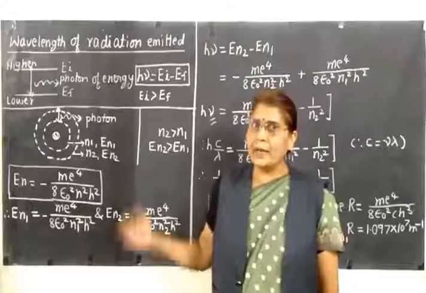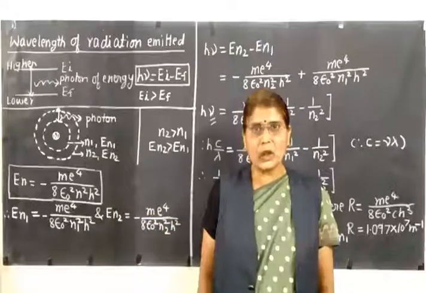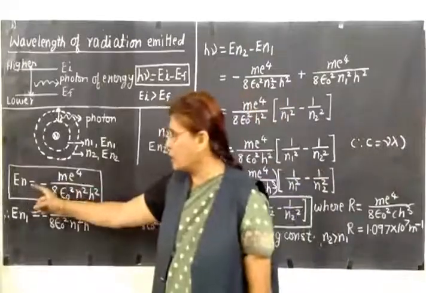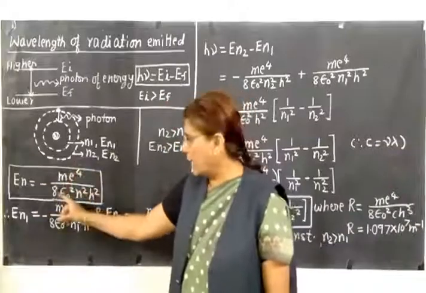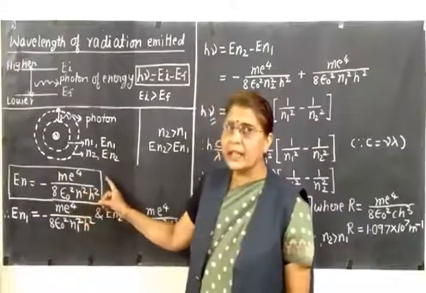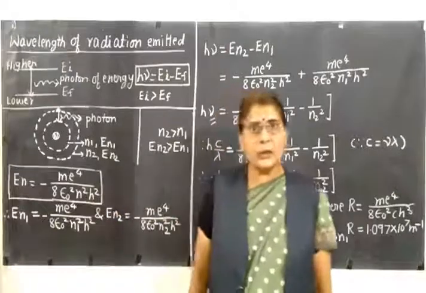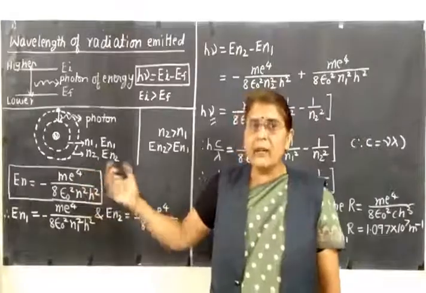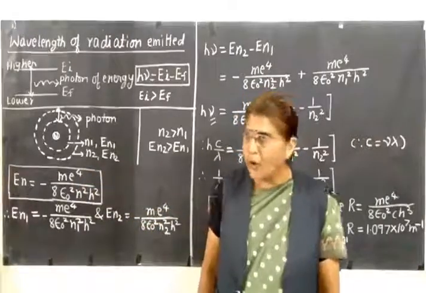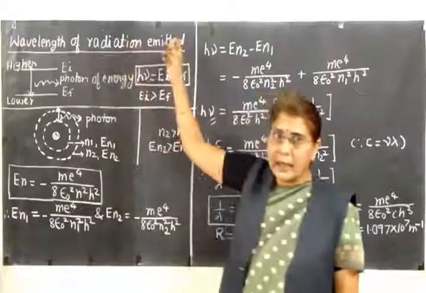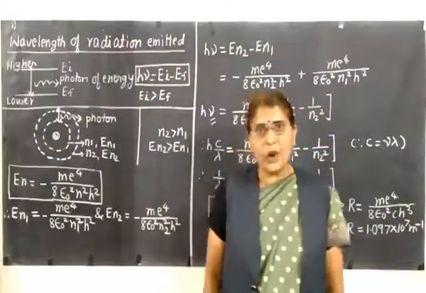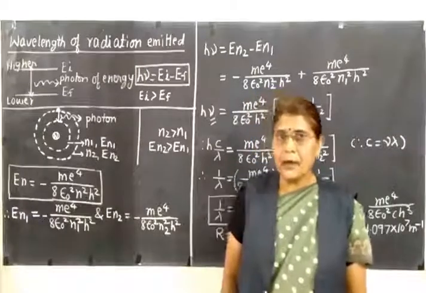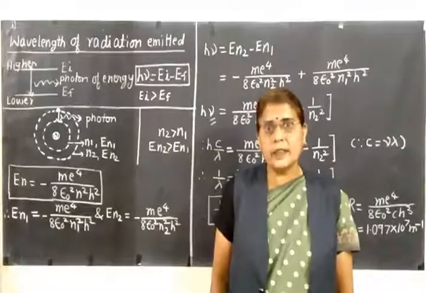Just now we have derived an expression for energy of an electron in the nth orbit of hydrogen atom. We have derived the expression En equals minus m e raised to 4 upon 8 epsilon 0 square n square h square. Now, assuming the expression for energy of the electron in the nth orbit, we shall now derive an expression for wavelength of radiation emitted when an electron jumps from a higher energy orbit to a lower energy orbit. For this, we shall be using Bohr's third postulate.